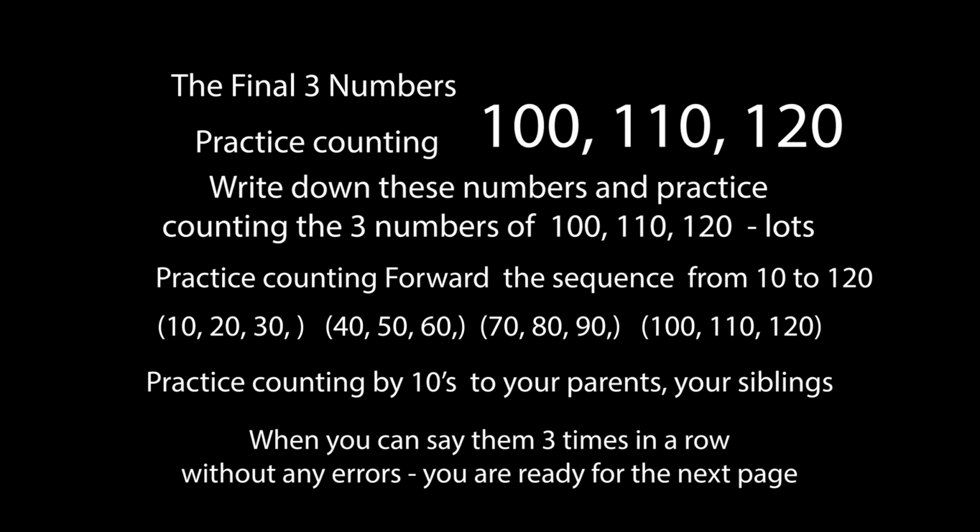The final 3 numbers: 100, 110, 120. Practice counting these numbers: 100, 110, 120. Write them down and practice, practice, practice. Counting the 3 numbers: 100, 110, 120, lots. Practice counting the numbers forward from 10 to 120 in group sets of 3s: 10, 20, 30, 40, 50, 60, 70, 80, 90, 100, 110, 120.